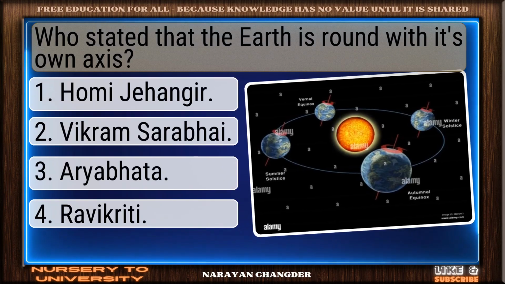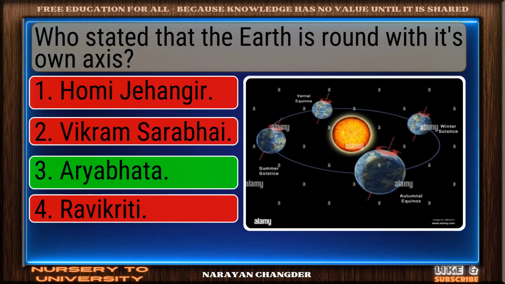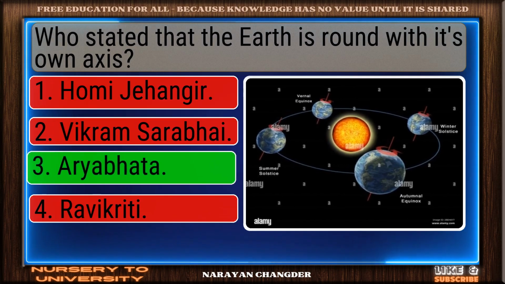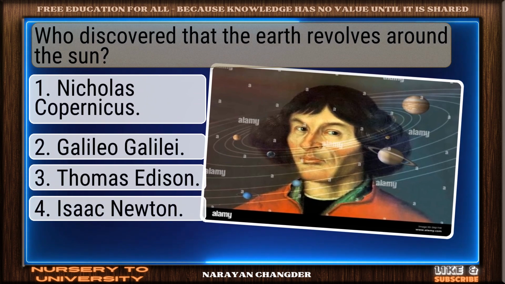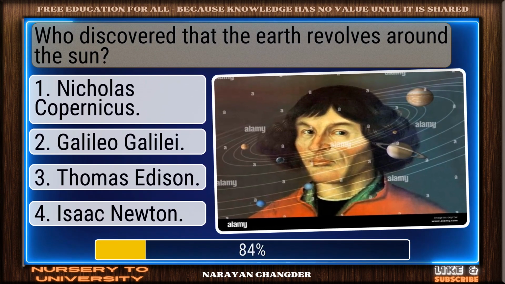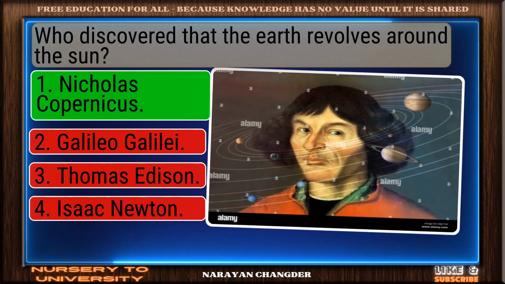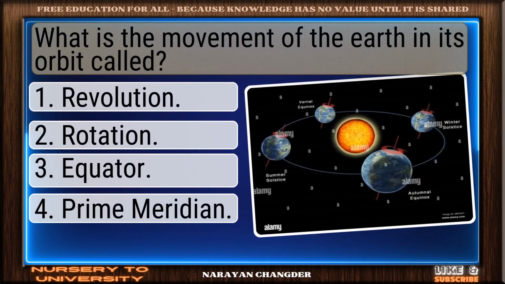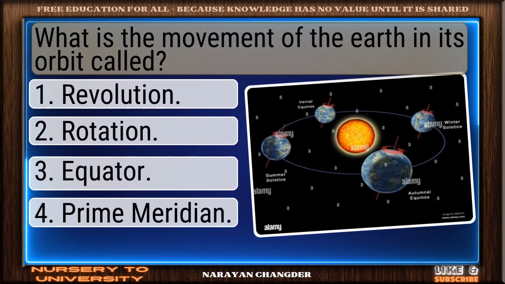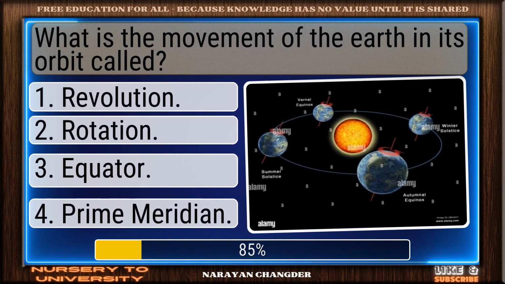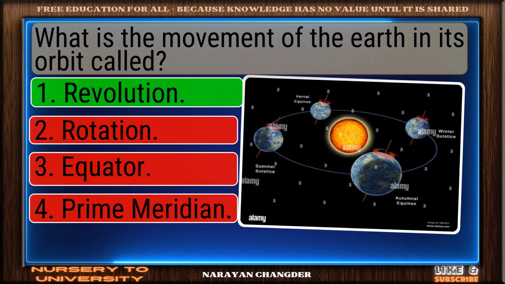Who stated that the Earth is round with its own axis? Valid point. Aryabhata is true. Who discovered that the Earth revolves around the Sun? Great thinking. Nicholas Copernicus is the right choice. What is the movement of the Earth in its orbit called? You got it. Your choice revolution is right.